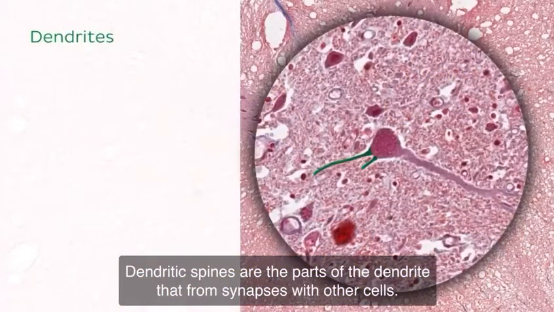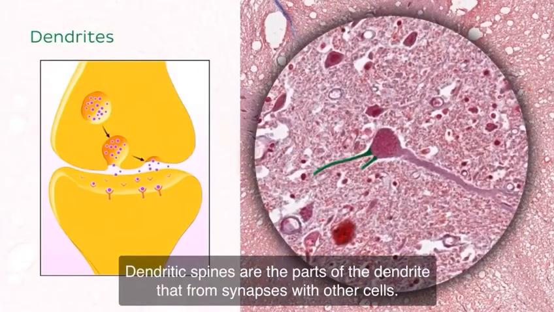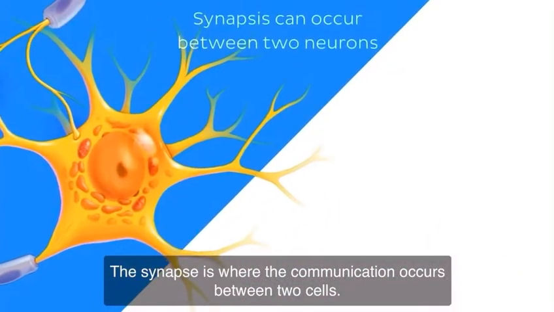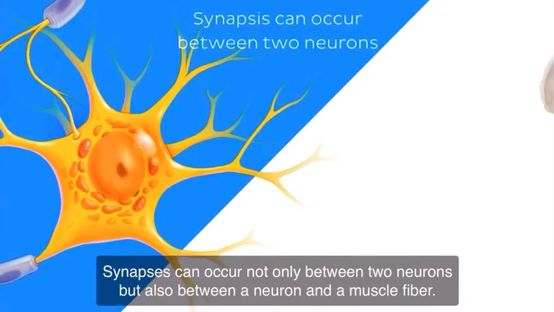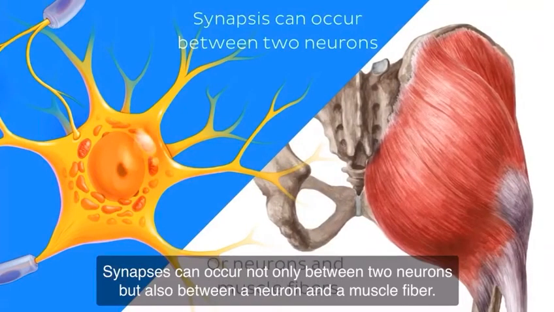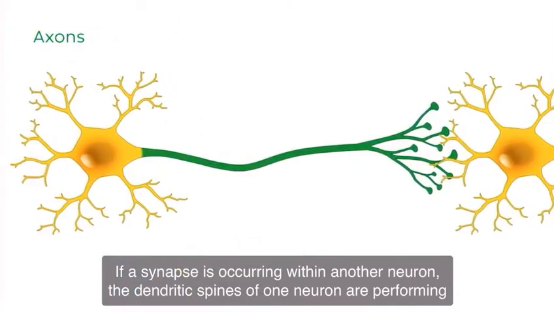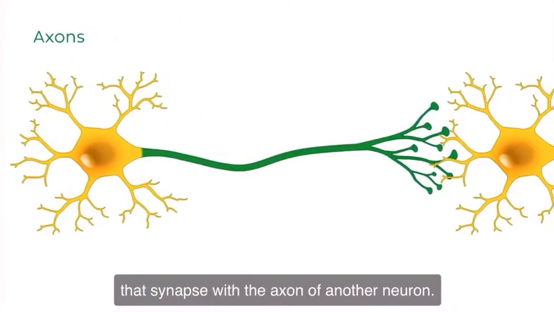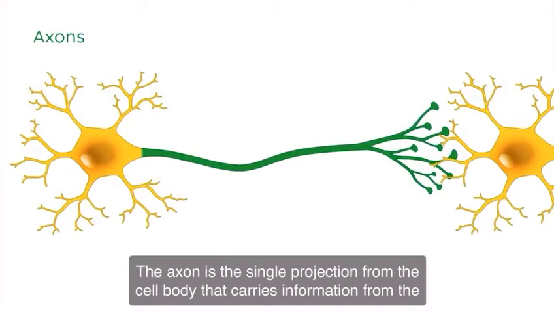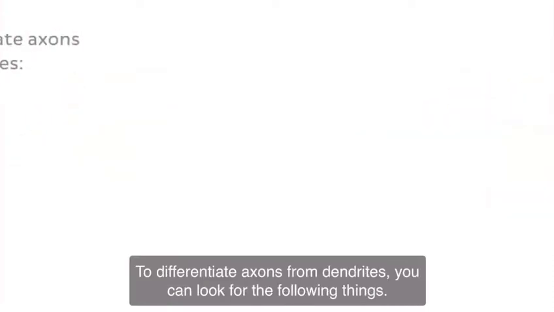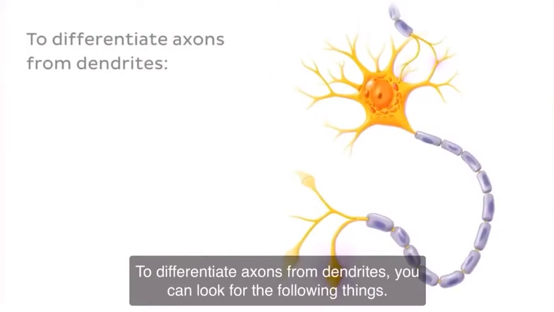Dendritic spines are the parts of the dendrite that form synapses with other cells. A synapse is where the communication occurs between two cells. Synapses can occur not only between two neurons, but also between a neuron and a muscle fiber. If a synapse is occurring within another neuron, the dendritic spines of one neuron are forming that synapse with the axon of another neuron. The axon is a single projection from the cell body that carries information from the cell body to another cell. To differentiate axons from dendrites, you can look for the following things.